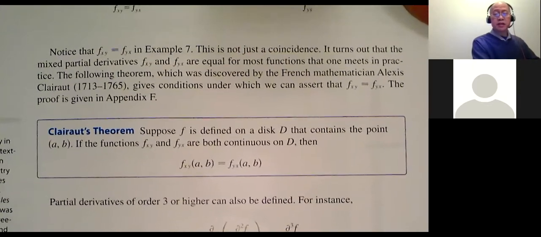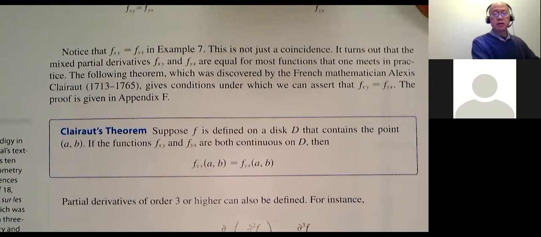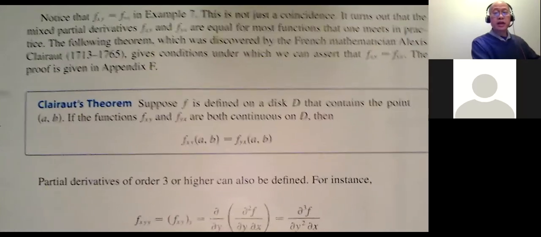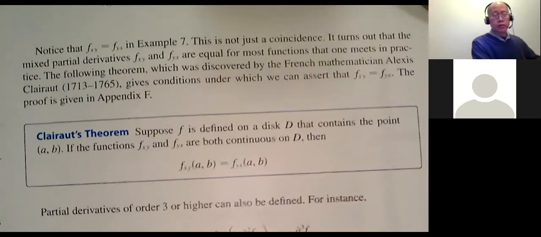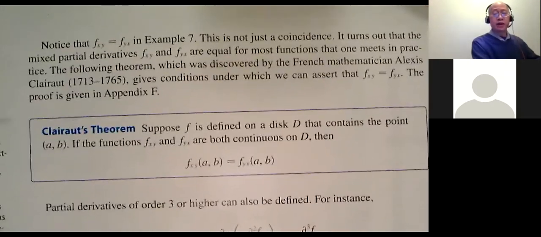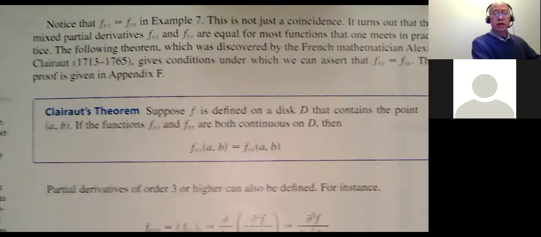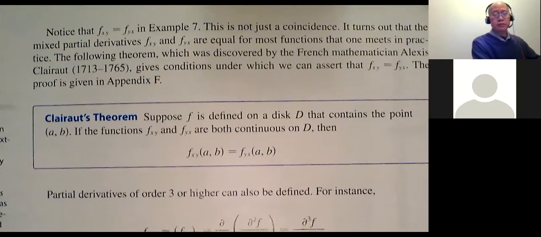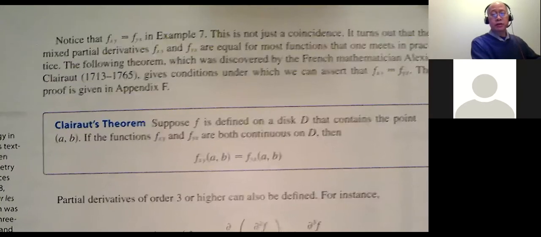Suppose f is defined on a disk D that contains the point (a, b). If functions fxy and fyx are both continuous, then fxy equals fyx. All the functions that we will deal with behave that way. So Clairaut's theorem, fxy equals fyx. So you may use that as an assumption now. Of course, you may want to just do fxy and fyx to show that they hopefully are the same. All right, so that's that.